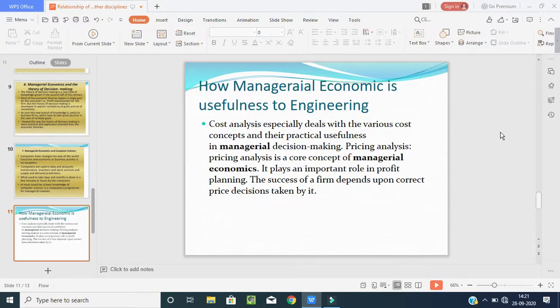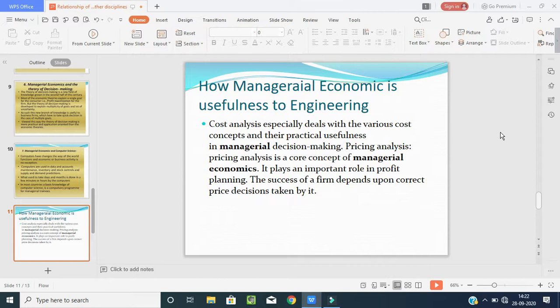Now coming to how managerial economics is useful to engineering. What parts are related? Every part is related. Above, all the things we have discussed are related to engineering only. So you can utilize all those concepts in the disciplines of engineering. Now, cost analysis deals especially with the various cost concepts and their practical usefulness in marginal decision making. Pricing analysis is a core concept of managerial economics. It plays an important role in profit planning. The success of a firm depends upon the correct price decisions taken by it.